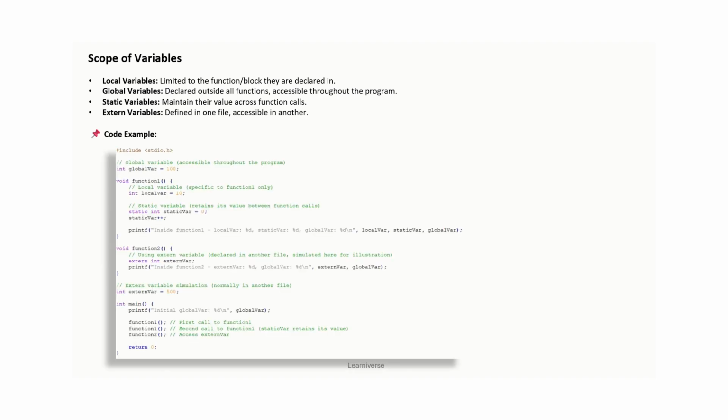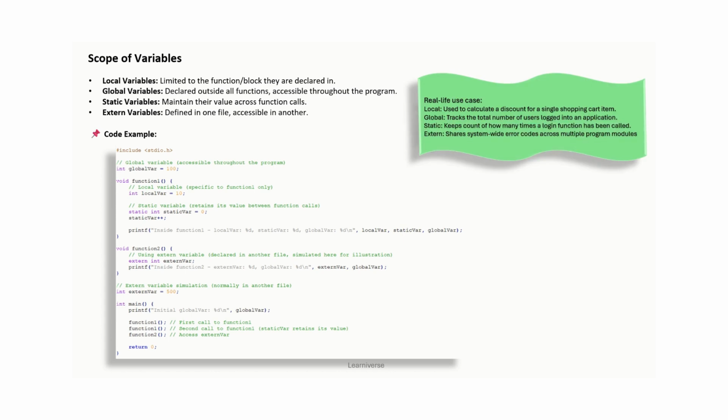So this is a code example where all four types of variables are involved. You can have a quick look at the code part so that you will get better clarity. And also I would like to highlight a real life use case. For example, use local variables to calculate discounts on a single cart item, while global variables track total users logged into an app. So these are some of the real life examples that I wanted to highlight.